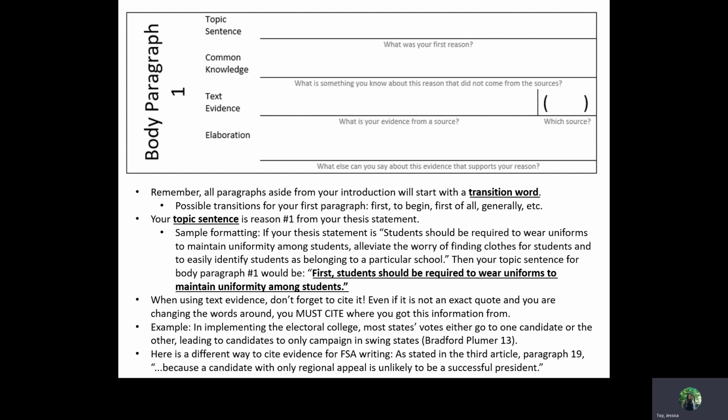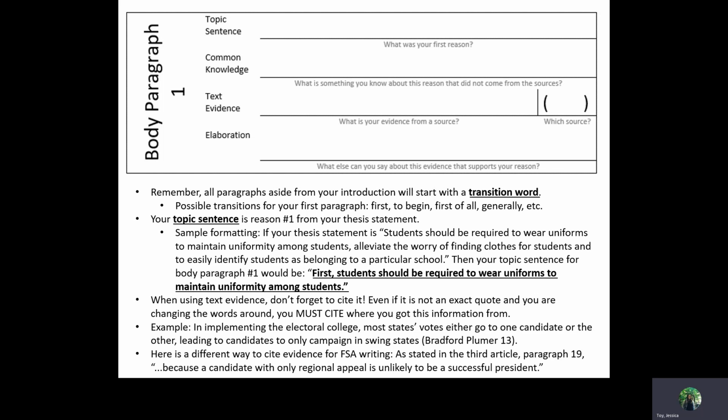So here's an example. If your thesis statement is, students should be required to wear uniforms to maintain uniformity among students, alleviate the worry of finding clothes for students, and to easily identify students as belonging to a particular school. So that gave us 3 reasons. The first reason was to maintain uniformity among students. So when you add your topic sentence, which is your first reason, to a transition word, the first sentence in your body paragraph number 1 would be, first, students should be required to wear uniforms to maintain uniformity among students.